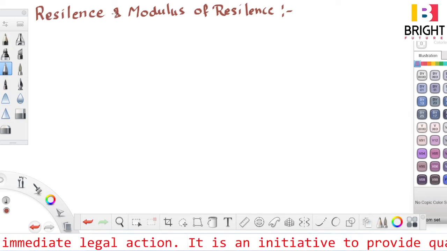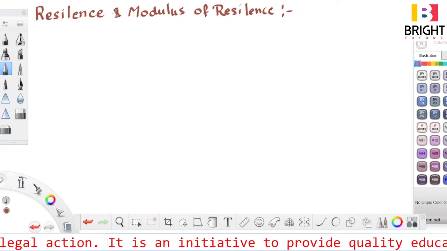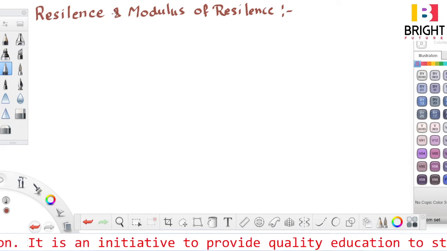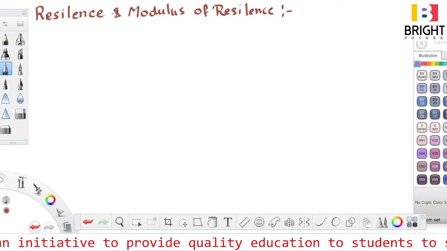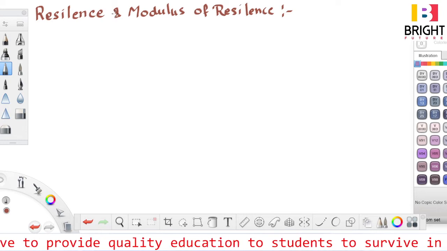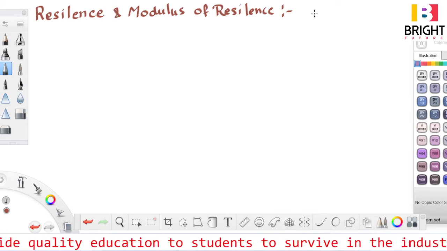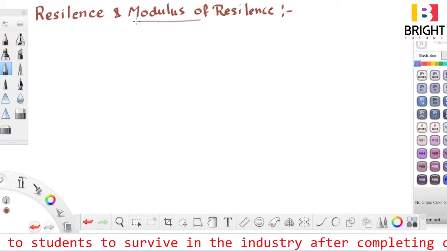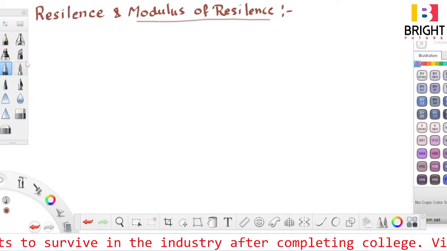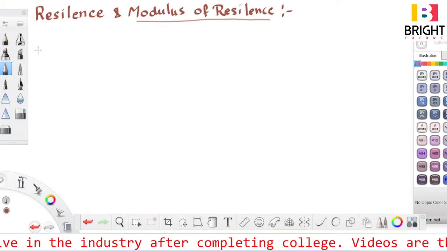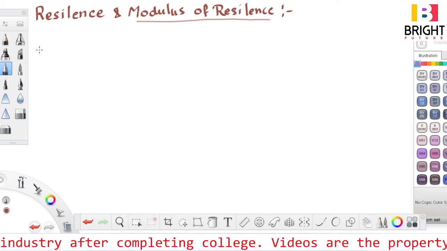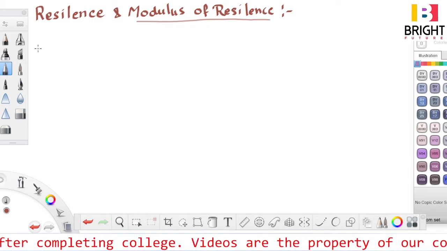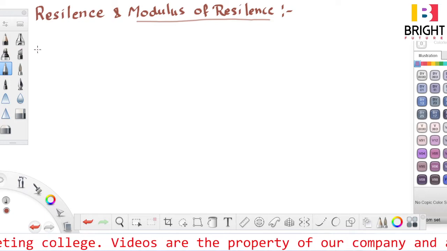Hello. So, today we will discuss the concept of resilience and modulus of resilience. First, I will talk about the modulus of resilience. What is the modulus of resilience? Modulus of resilience is the energy stored per unit volume. This is known as modulus of resilience.